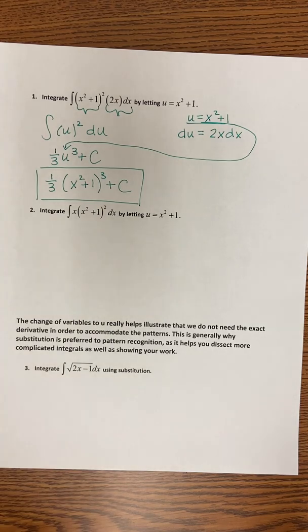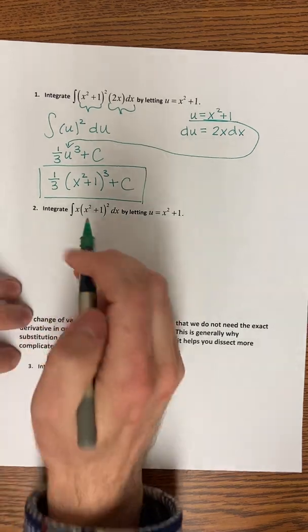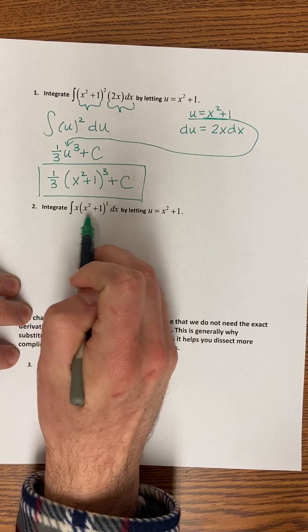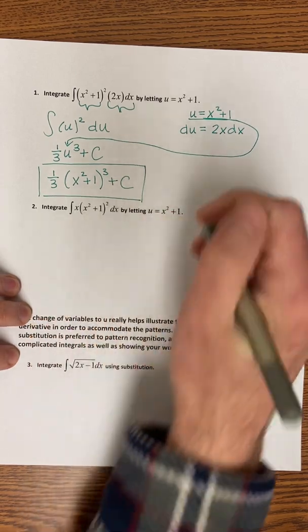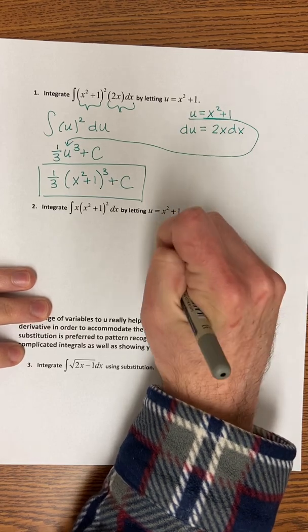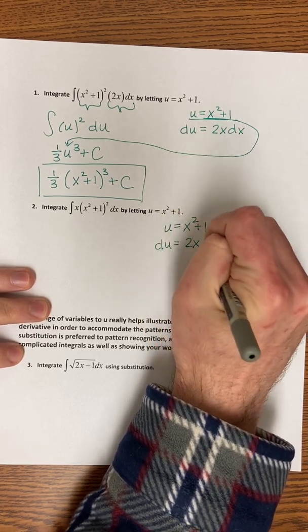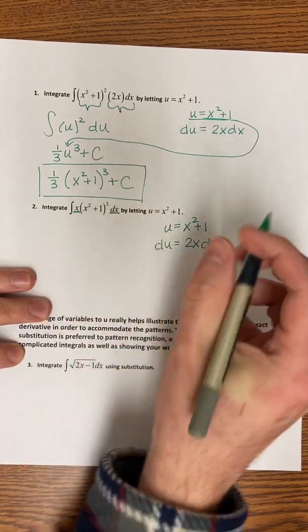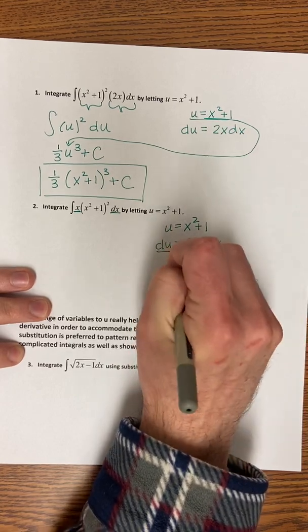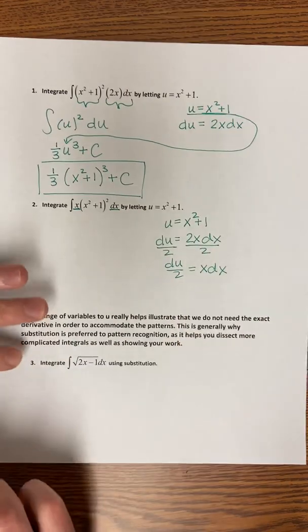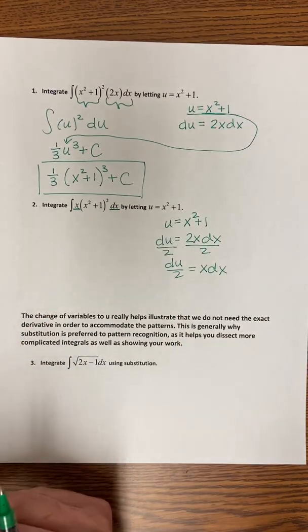Now, not all the time are you going to have exactly what you need on the outside. Sometimes you have pieces of it. For example, if you have x times (x squared plus 1) squared dx, I know the derivative of x squared is 2x, so one thing that I can do is say, hey, u equals x squared plus 1, and I know from above du equals 2x dx. But right now, besides the (x squared plus 1) squared, I only have an x dx, so I can divide by 2 and say, well, if I've only got an x dx, I can just substitute in du over 2.